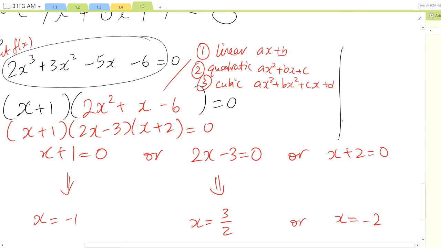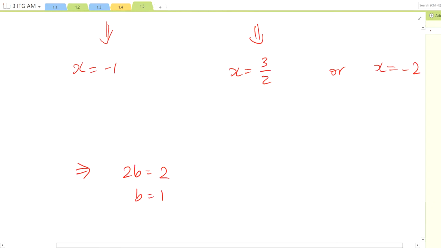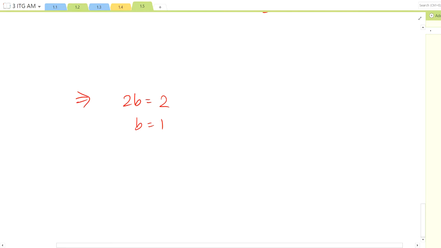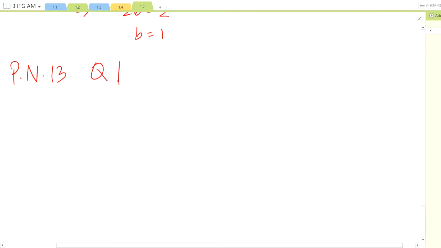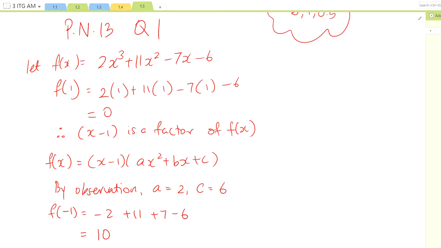Okay, now your turn to practice. Practice Now 13, question 1. First step, let f(x) be equal to the expression. Although in the question it says that it is equal to 0, now we are going to let it be 2x cubed plus 11x squared minus 7x minus 6. Don't need to let it be equal to 0. It's just an expression. It's a polynomial.